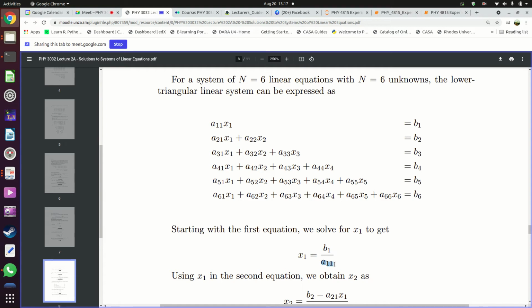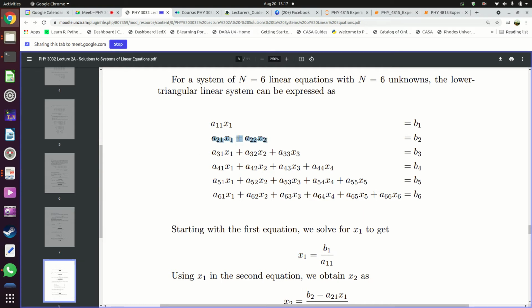So you're starting from the first row. This one here is the first row, so you start with the first row, x1. That's b1, then a11: first row, first column. That's what you start with. Then once you've found your x1, you move on to this one here.